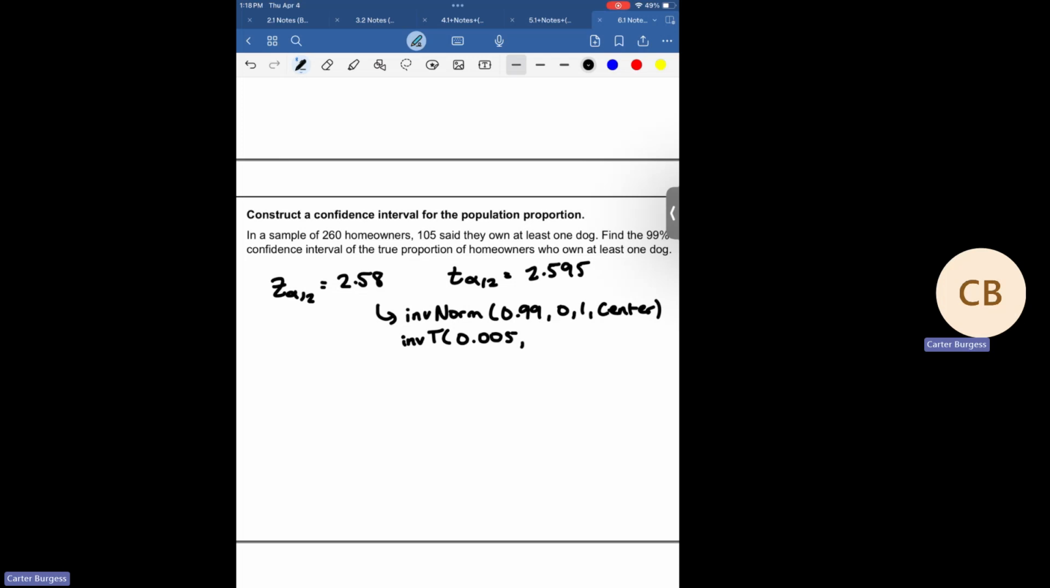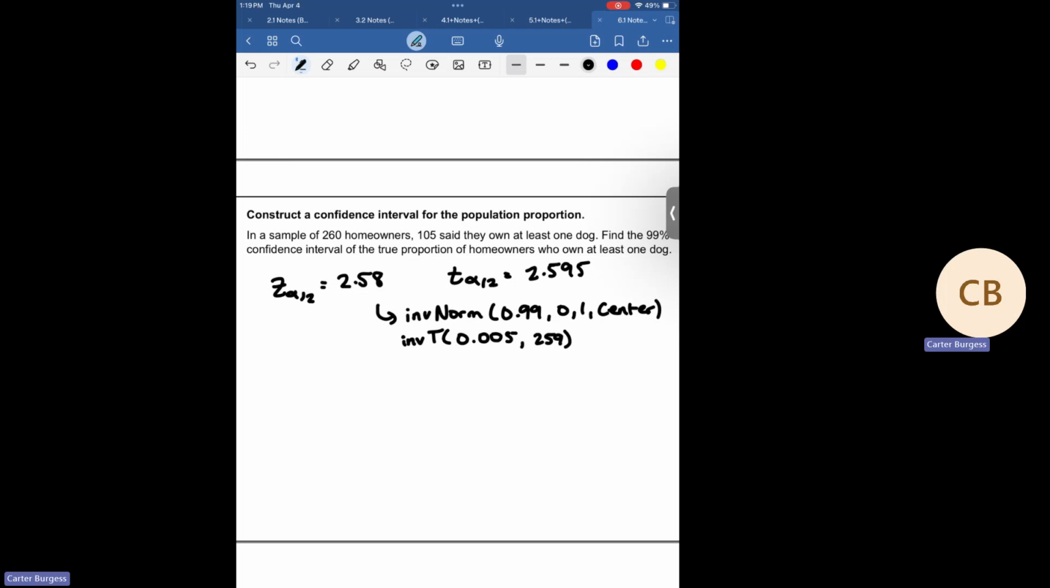And then how many degrees of freedom would we have here? 104. I think the total sample size, 260. 260 degrees of freedom. Oh yeah, that's good. And they're again both very, very similar. It'll be slightly different, but not different enough for us to really take much notice.